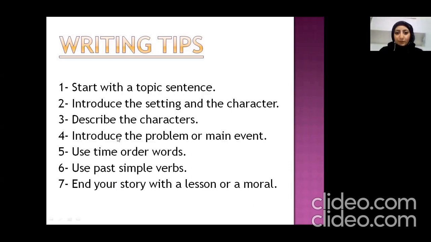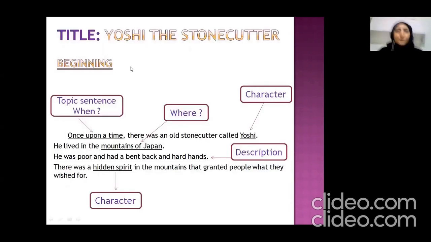Okay, let's go. Here, the title, Yushi the Stone Cutter. And you may think of something else, another catchy title or another interesting or attractive title, like the Stone Cutter Life. What else? You can think of any other title if you want. So after we write the title, we start the beginning of our story.